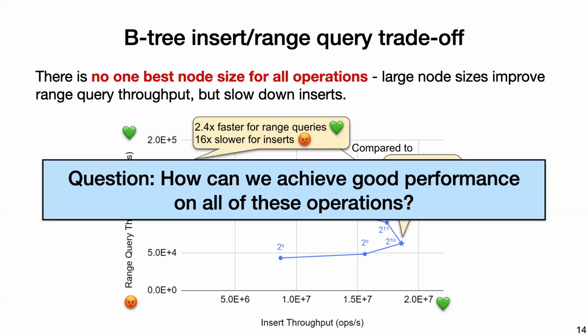Okay, so in this work, we're trying to answer this question: how can we achieve good performance on all of these operations? We want to maintain good point insert performance, like over here, but we don't want to pay for it in range queries.